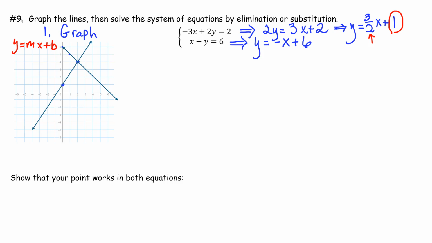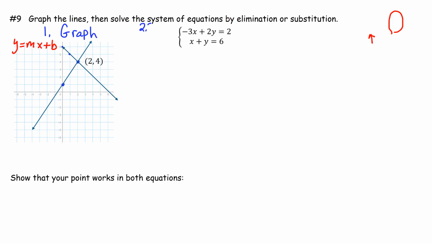I can't be sure until I solve the system of equations that it is exactly 2, 4, because a graph can only be so accurate. So now I'm going to solve the system of equations. I'm going to use elimination because I can see that I have a negative 3x in the first equation, and the second equation has just an x. Since the signs on those two things are opposites, I'm just going to multiply the second equation by 3, and that way the x's will add up to 0 and they will go away.